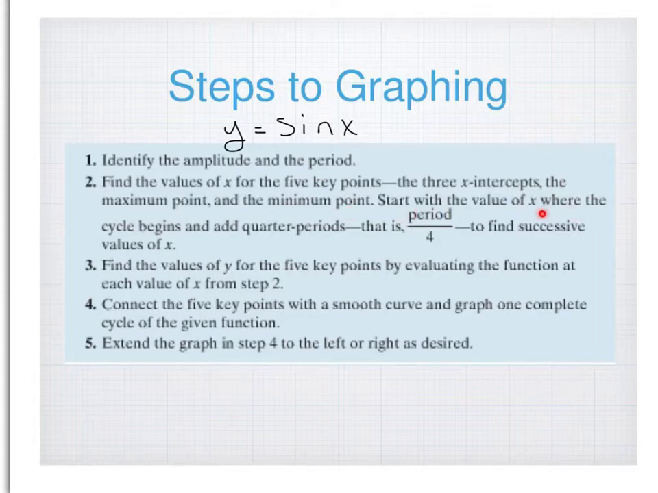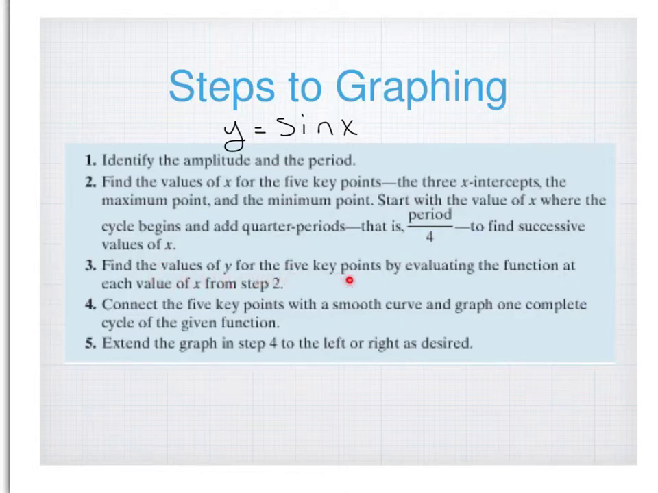Then you want to start with the value of x where the cycle begins, and then you want to add quarter periods. That means you take your period and add a fourth of that period to it. So if your period is no longer 2 pi, let's say your period is pi, then you want to create quarter periods so that way you have those main points to find successive values of x. So that's what we're talking about, those 5 main points.